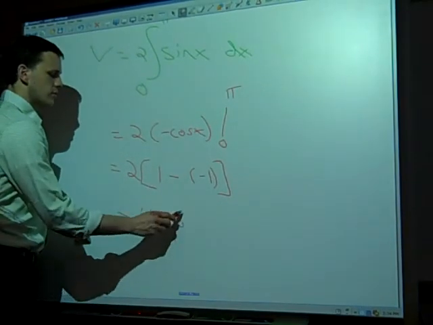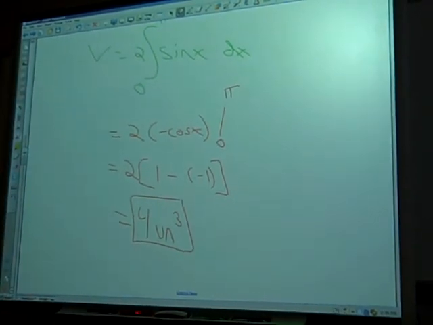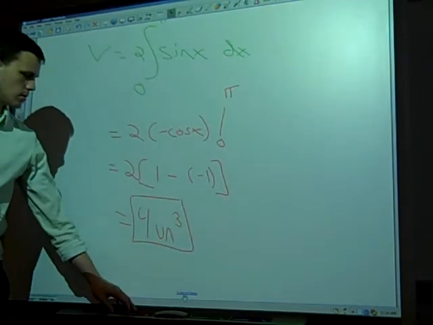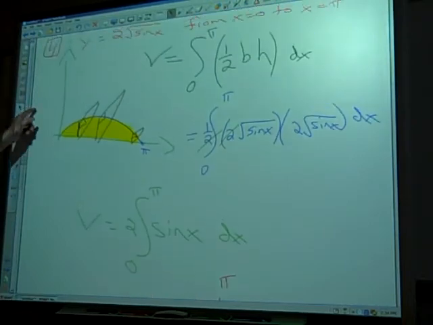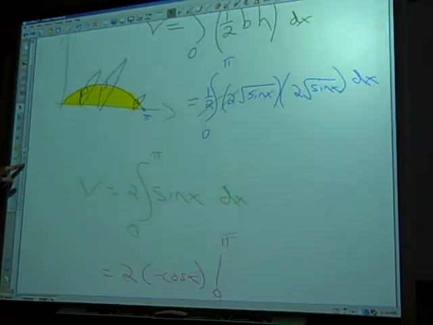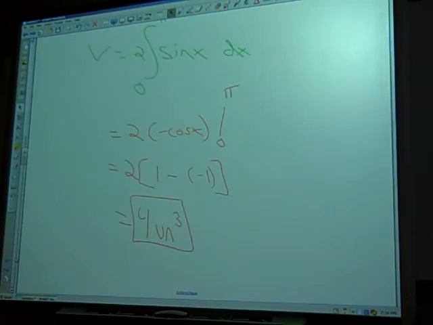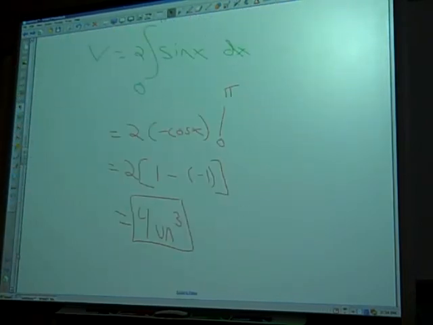4 units cubed. Is that an answer? I changed my calculator and I got 2, but maybe that's wrong. I said 2 root sine of x squared. Did you square this 2 or just the sine of x? I think I might have plugged it in wrong. Yeah, you're right. No, 4 is right.